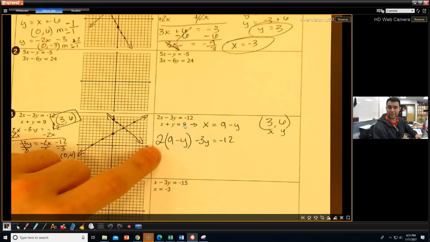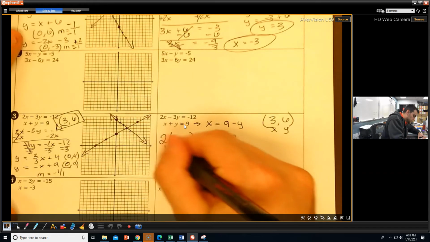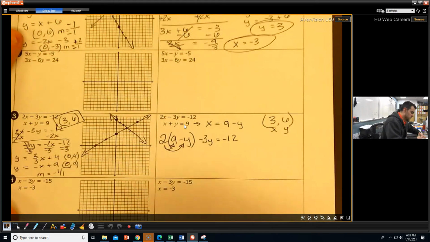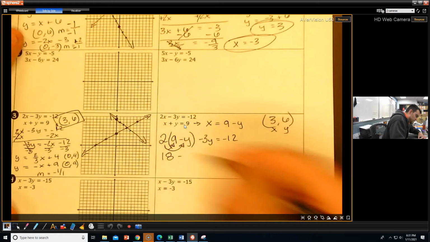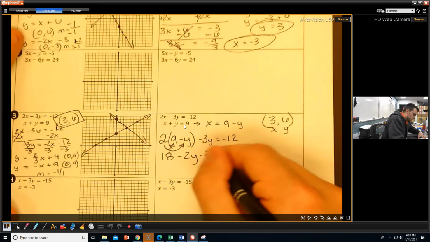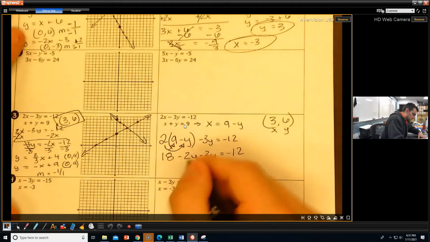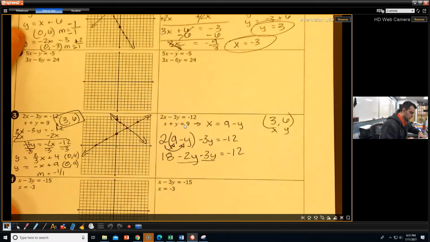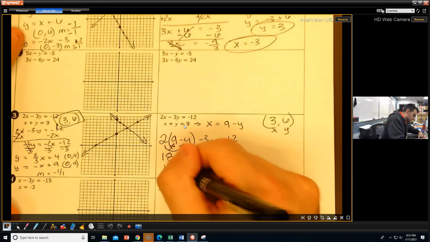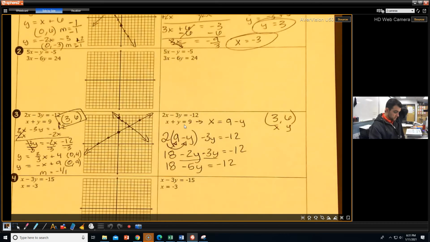Once again, we got something on the outside by parentheses. I am multiplying this 2 to both of these terms. So I get 2 times 9 is 18. 2 times y is 2y. So 18 minus 2y minus 3y equals negative 12. Let's go ahead and combine the y's because they're like terms. Negative 2 minus 3 is negative 5y. And what's left is 18 over here, and that equals negative 12, right? So now what I can do is I have a choice.